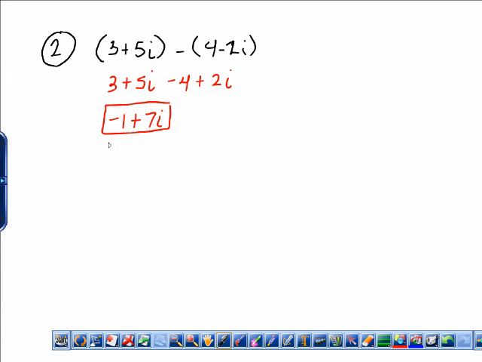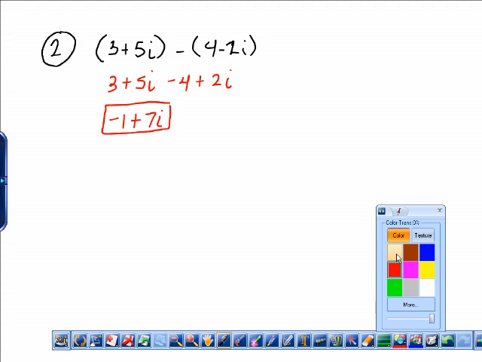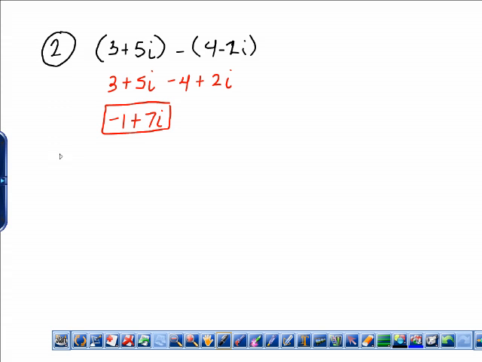Probably you'll see this written where the real number is first. If you wrote this as 7i minus 1, that's not necessarily wrong, but usually we see the i as the very last thing.